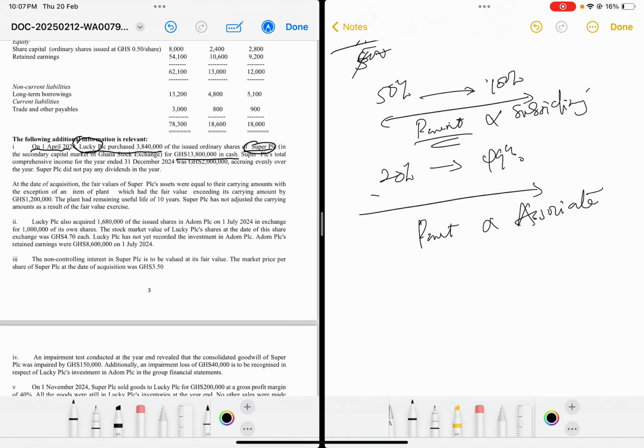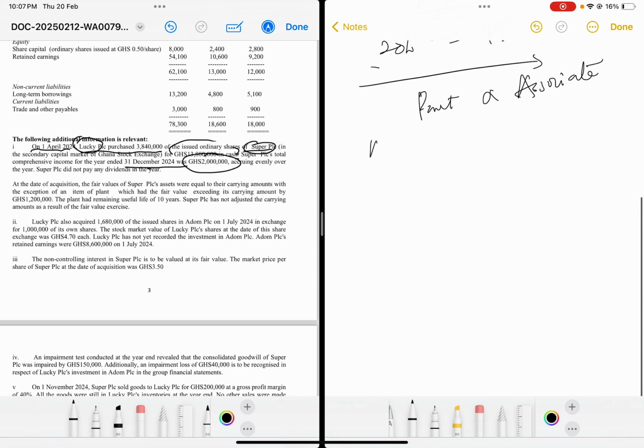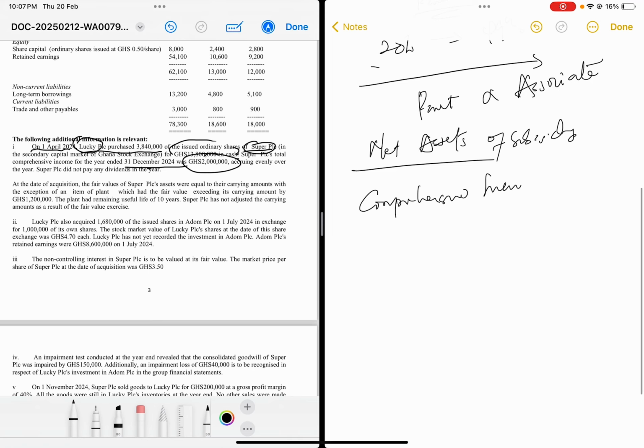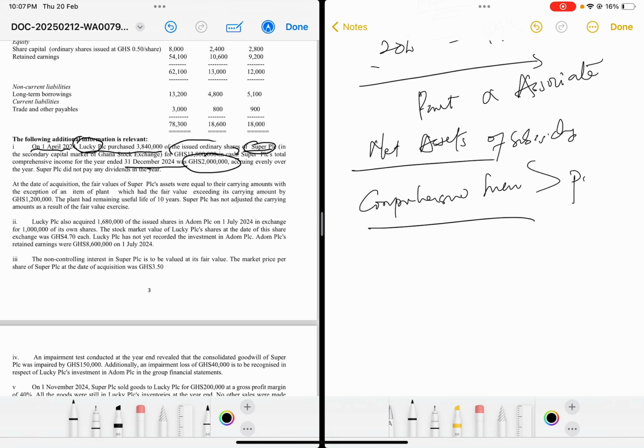Now, he acquired this with cash, so this is basically the consideration that he paid for the shares of the subsidiary. We are also being told that the comprehensive income for the year ended 31st December of Super PLC is 2 million, right? What you should take note of is that when you're calculating the net assets of the subsidiary, whenever there's comprehensive income, you choose the comprehensive income over the profit. So you use comprehensive income for your calculations of the retained earnings instead of the profit for the year. So take note of that. You always use comprehensive income if it is given to you, instead of profit, for the calculation of the net assets. That's the retained earnings aspect.